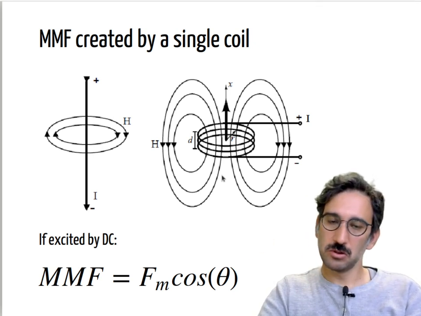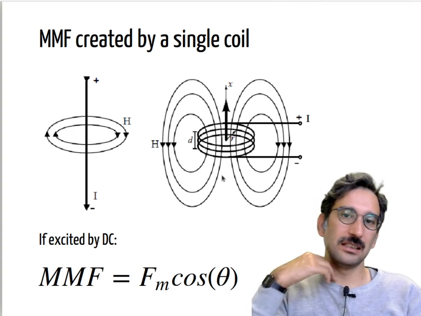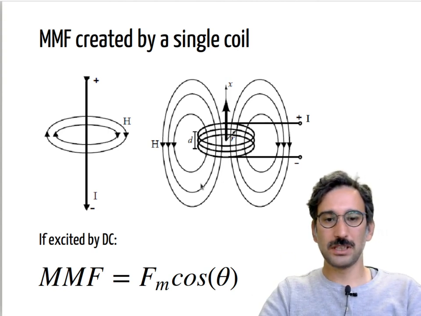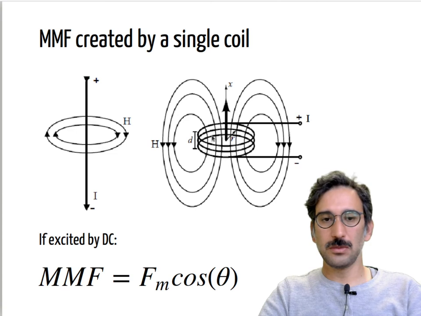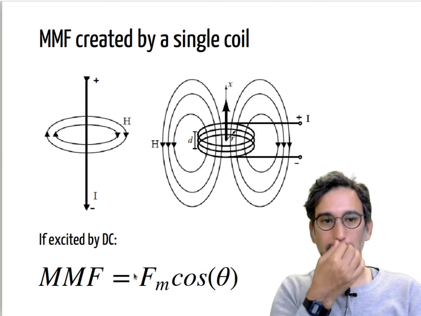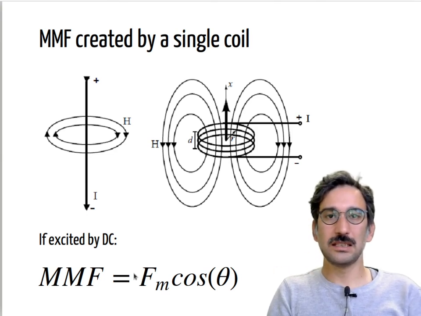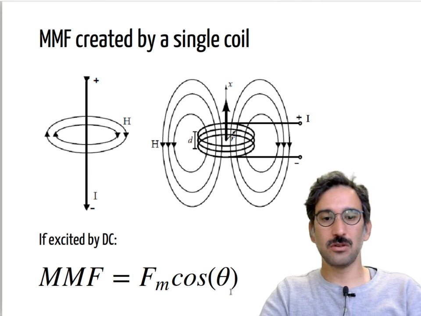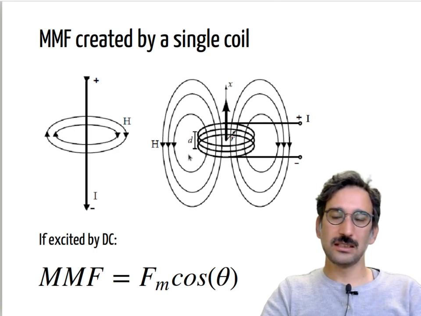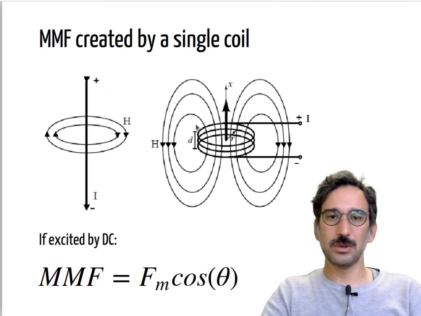Again, this is an assumption, it is more complex than that, but if you have an iron core you can approximate it like that. So you can assume an MMF distribution. There's no time component because it is excited by DC, but there's a position component, theta. You can think of theta as a displacement along that angle. So the MMF doesn't change with time, but it changes with position.